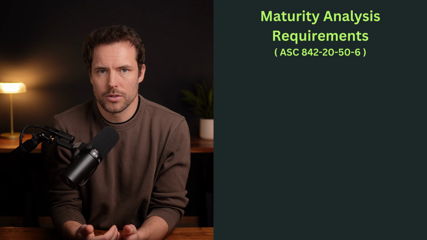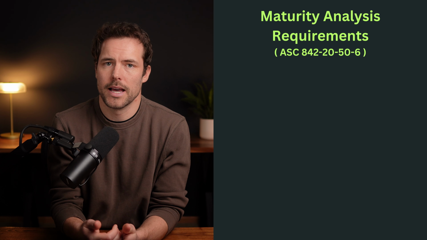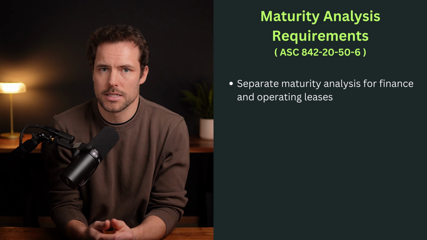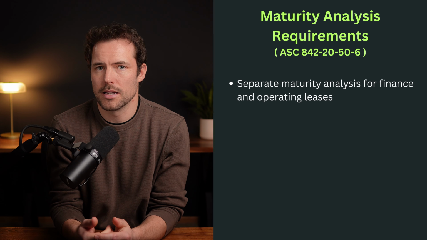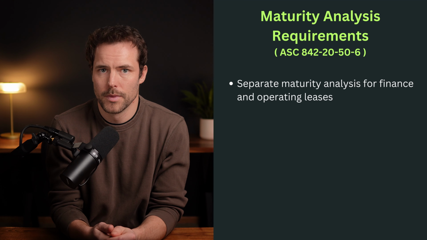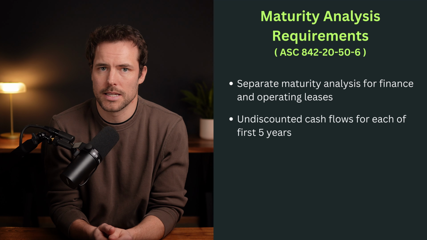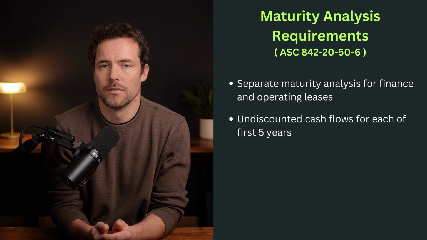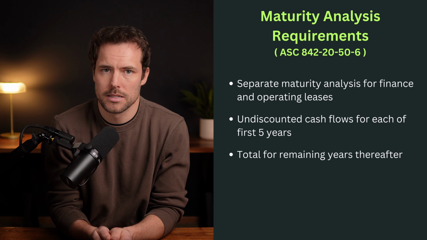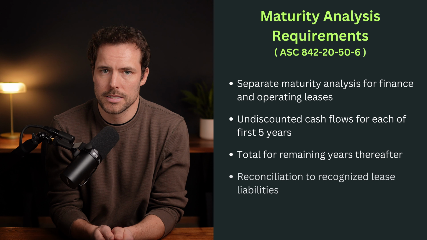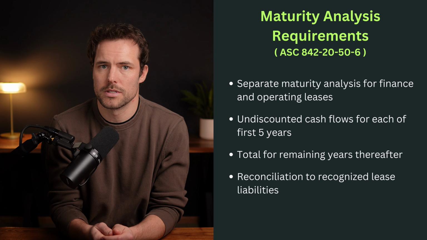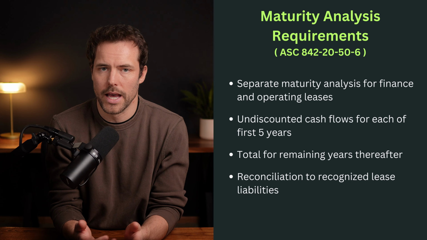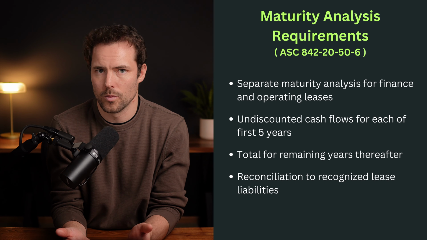But paragraph 842-20-50-6 adds one more key item. A lessee must disclose a maturity analysis of its finance lease liabilities and its operating lease liabilities separately. This analysis must show the undiscounted cash flows on an annual basis for at least each of the first 5 years, followed by a total for the remaining years. And the lessee must disclose a reconciliation of the undiscounted cash flows to the lease liabilities recognized on the balance sheet. So we'll look at all of that as we build out our disclosures in our workbook.